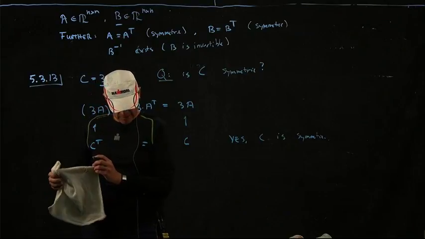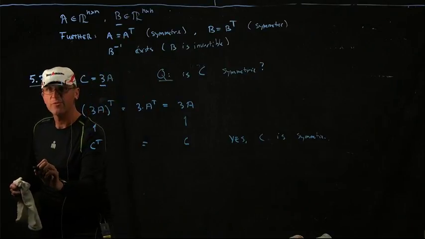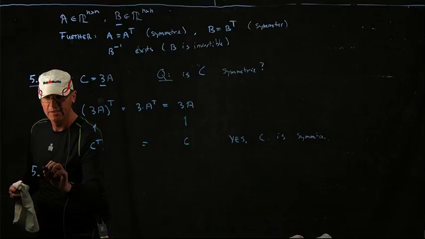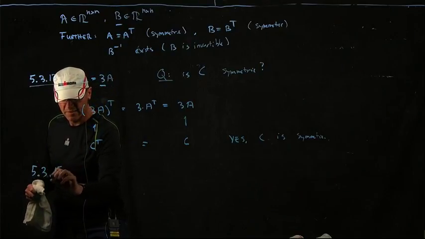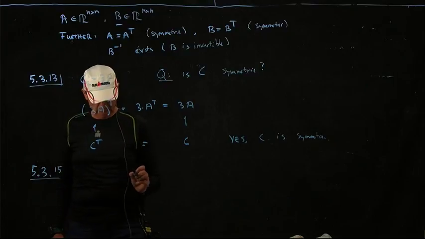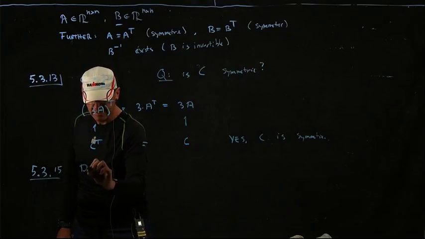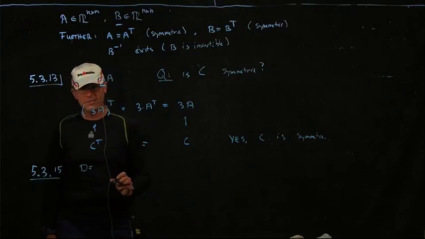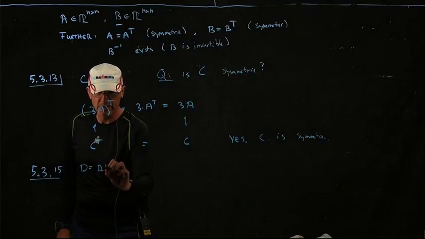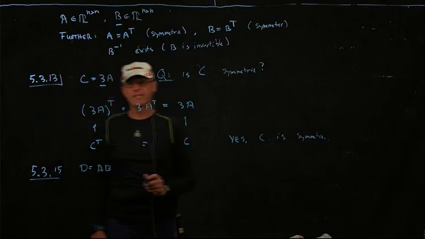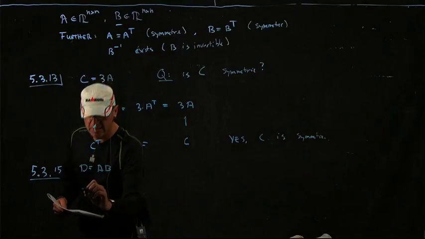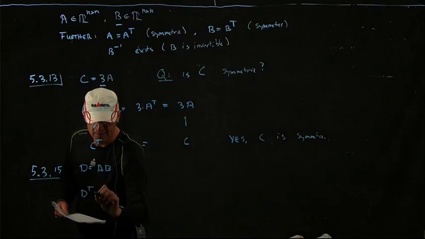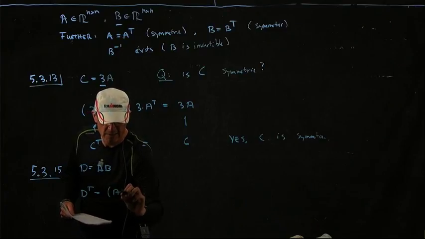Let's see. I think I can squeeze the next one in before I erase. So we have 5, 3, 15. We are forming a new matrix, call it D, which is A times B. And we're wondering, is that matrix symmetric? All right, so we have D transpose, which is AB transpose.